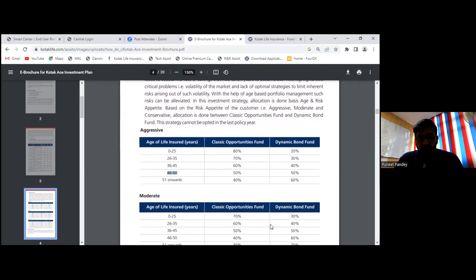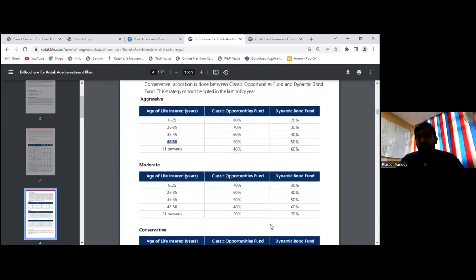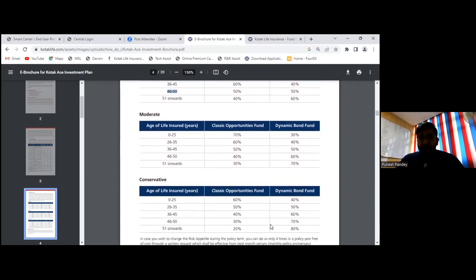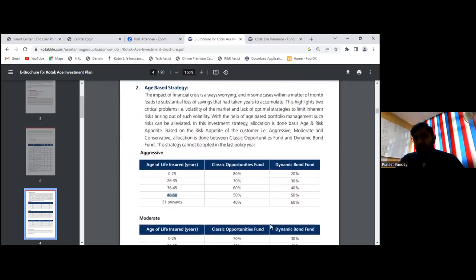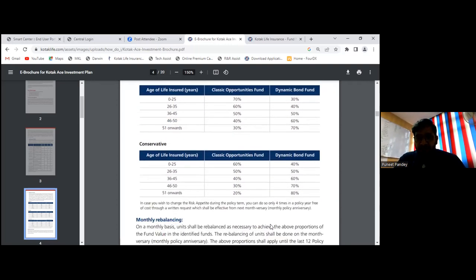Fine. Then this is aggressive. Again, in this age-based strategy, it is 3 things: aggressive, moderate, and conservative. So normally it depends on person to person risk appetite, how they can take a risk. But the majority of the people will go for a self-managed strategy only, to maximize the return.